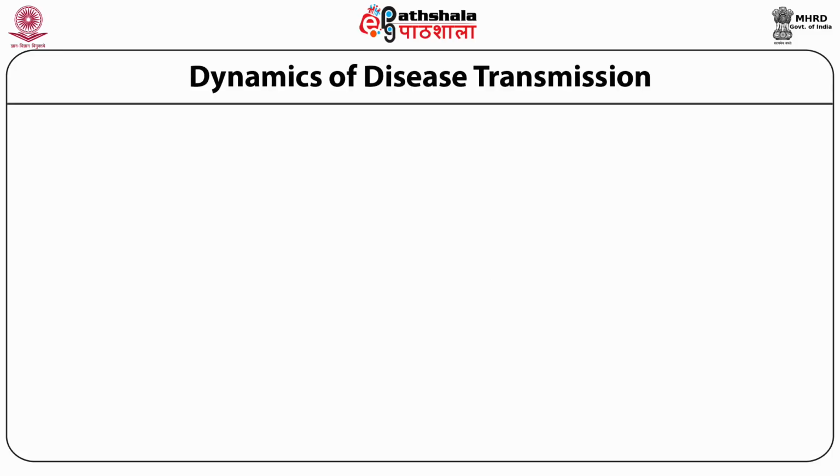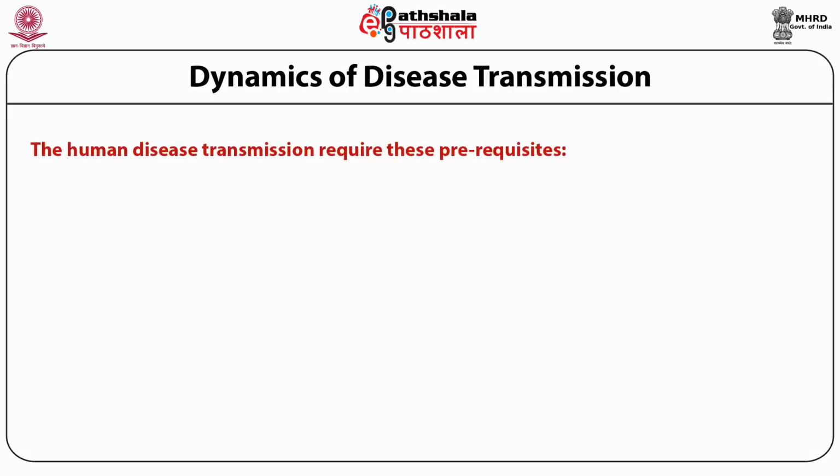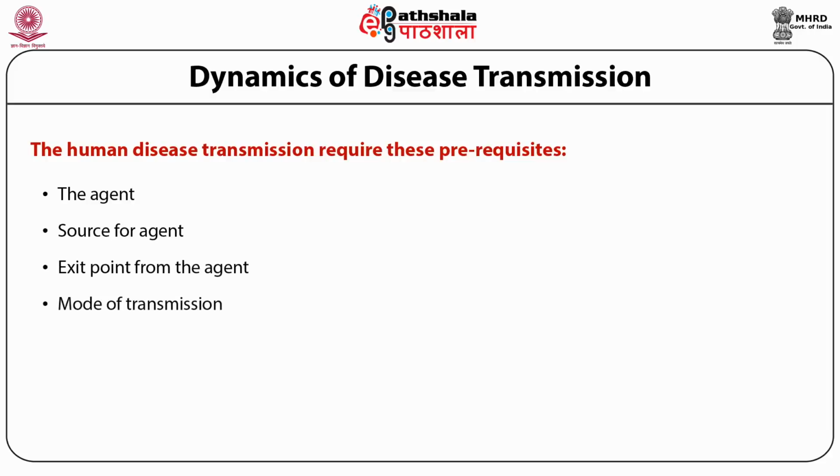Dynamics of disease transmission. Communicable human diseases require certain prerequisites to transmit, and these include the agent, source for the agent, exit point from the agent, mode of transmission, entry point to the new host, and a susceptible host. The source of infection is defined as the person, animal, object, or substance from which an infectious agent passes or is disseminated to the host.